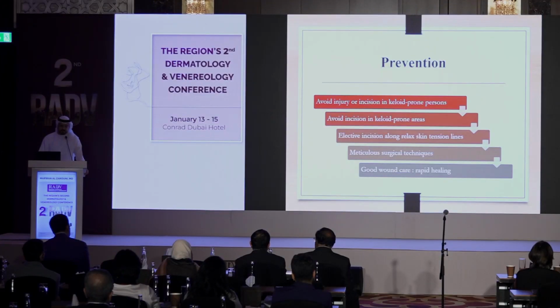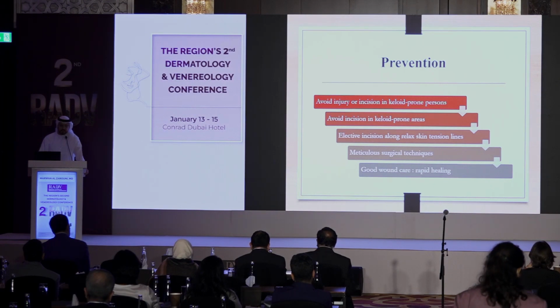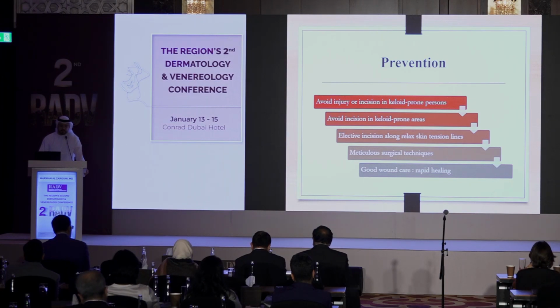Prevention is very important, so we speak about that. We try to avoid any injuries on patients who are prone to get any type of keloid formation. Try to avoid the piercing on the cartilage and avoid incision in keloid-prone areas. Elective incision along the relaxed skin tension line, so that when you are excising, make sure that there is no tension. And the surgical technique must be meticulous, with good wound healing, because if you have an open wound, it may be more prone to scar formation and elevation of the scar.